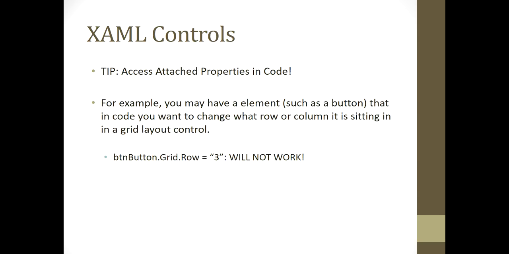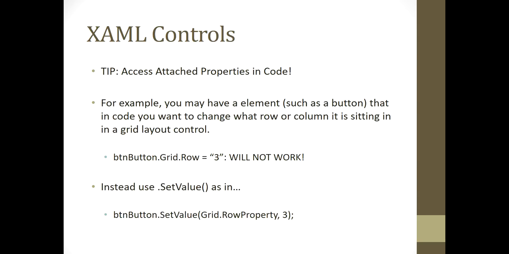So in code, you think you might be able to do something like this, but it won't work. Because if you think about it, say the name of my button is btnButton, then you would just go dot Grid dot Row. But Grid is not an attribute of a button, right? It's an attached property, so that just won't work. So instead, we use SetValue. That's just a simple way around it. Get used to it, because you're going to use it probably far more often than you'd expect.